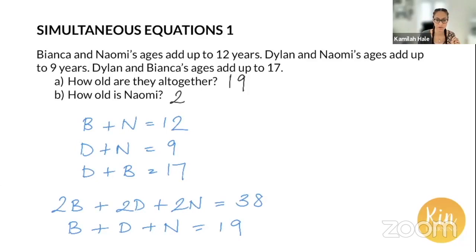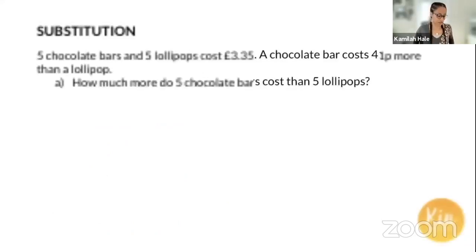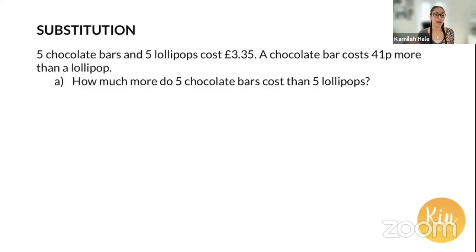Okay, well done. Right, we've only got half an hour today, and that's one question type. So let's move on to our second one very quickly. I have pictures for this. Okay, if you're interested, by the way, the inspiration for this question has come from the CSSE exam, one of their past papers. So 5 chocolate bars and 5 lollipops cost £3.35. A chocolate bar costs 41p more than a lollipop. How much more do 5 chocolate bars cost than 5 lollipops?